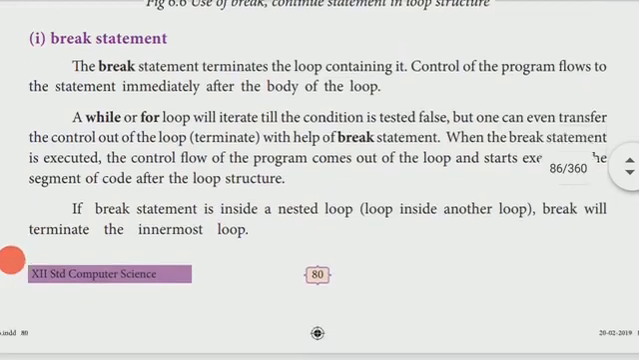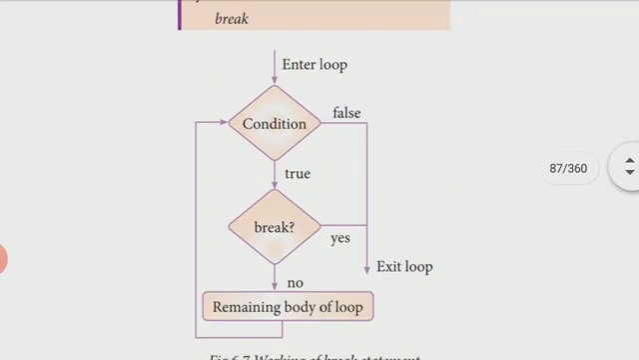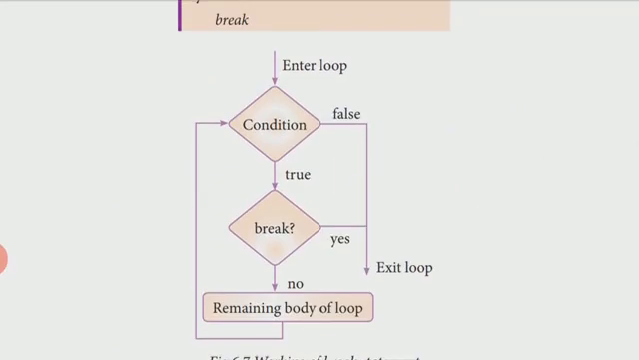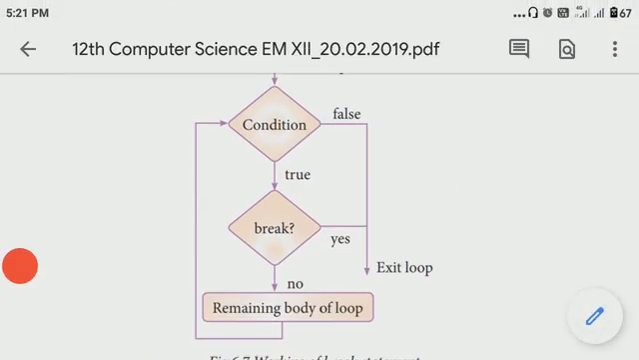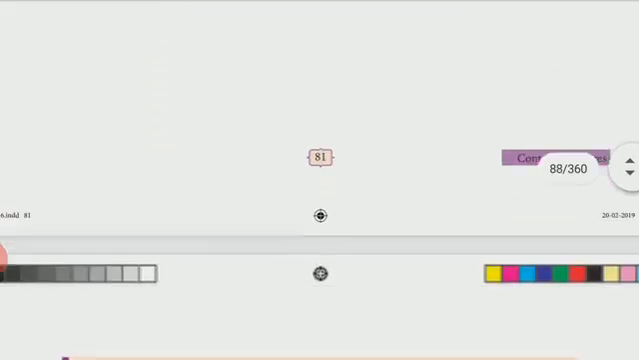Now let's see the example for this. The execution, how it will start is, first we want to enter into the loop. If the condition becomes true, it will execute. In between, if you give any break, then it will exit. Otherwise, it will continue. So this is the execution of that break statement.